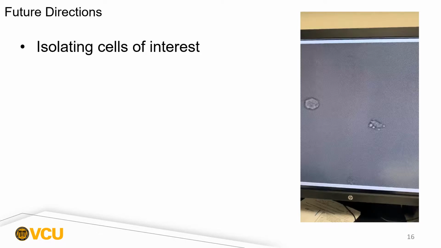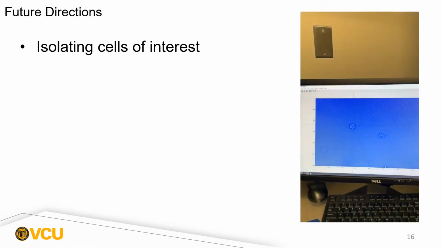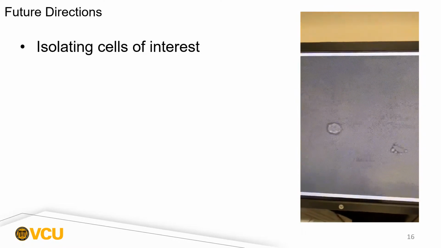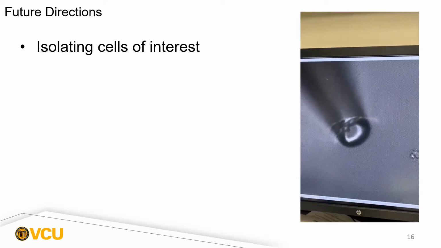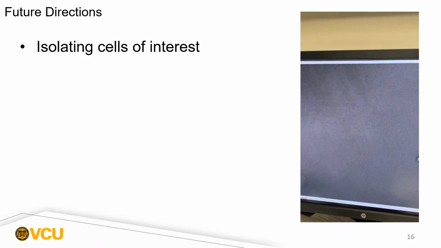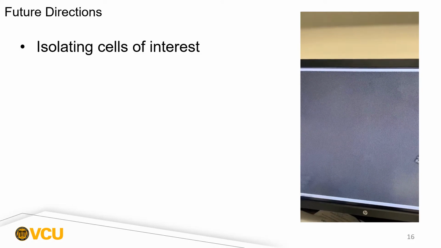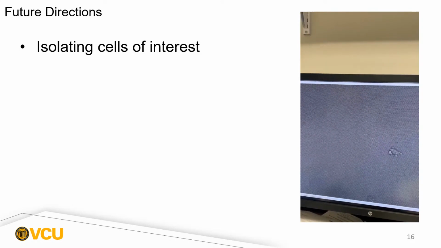A cell of interest is identified by the computer. The user then selects the cell, and a micropipette comes down and isolates it. You can see further characterization of this system in a paper recently released in Analyst under Murray et al.